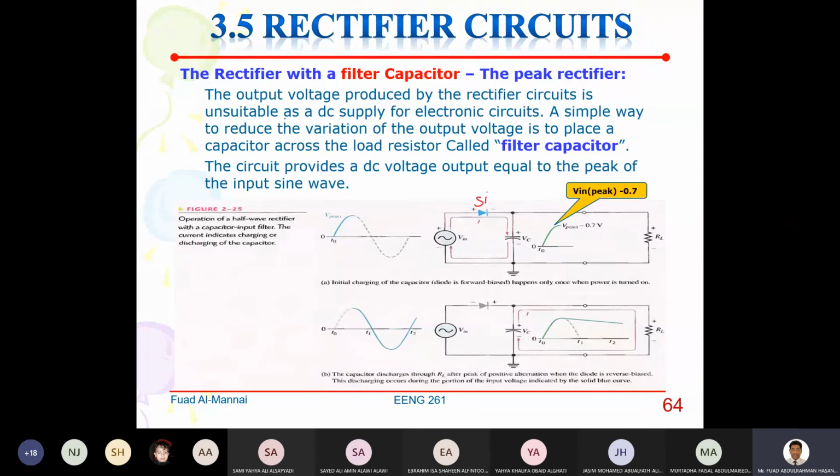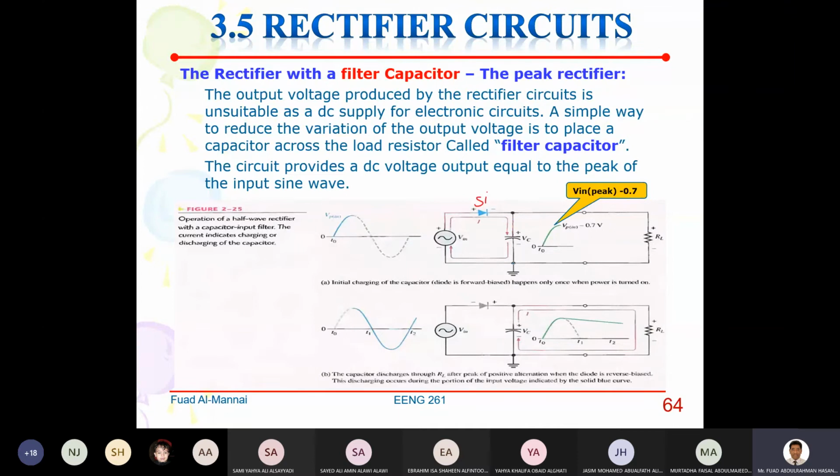Now, as I said here, the output voltage produced by the rectifier circuit is unsuitable for a DC supply for electronic circuits, of course, right? Because it has so many variations. A simple way to reduce the variation of the output voltage is to place a capacitor across the load resistor, called a filter capacitor. The circuit provides a DC voltage output equal to the peak of the input sine wave.